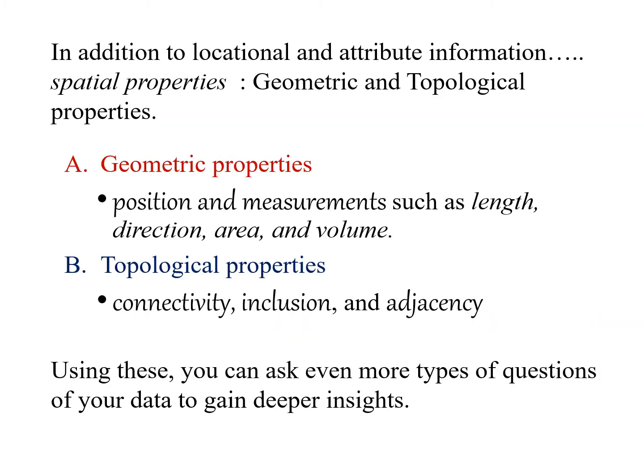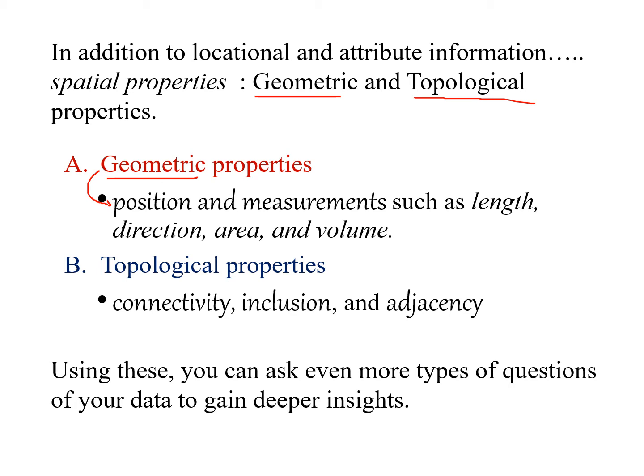In addition to locational and attribute information, there are two more spatial properties you should understand. One is called the geometric property and the other topological. Last time we have seen them, but we are seeing this in more detail. So what are the geometric properties? Geometric property tells you the position and measurements such as length, direction, area, volume and likewise. So that will give the geometry of that point. Sometimes the orientation also comes into the geometry.